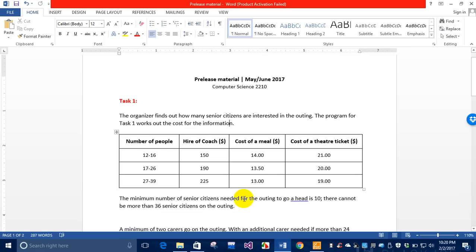So the first objective is that the minimum number of senior citizens needed for the outing to go out is 10, and there cannot be more than 36 senior citizens for the outing.